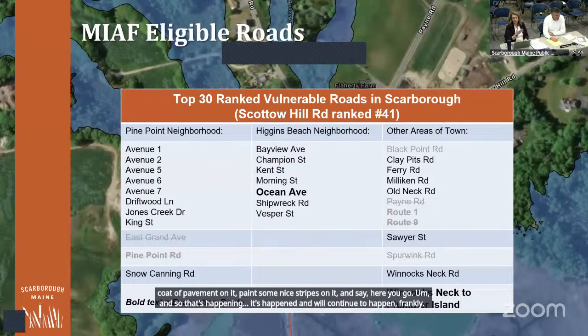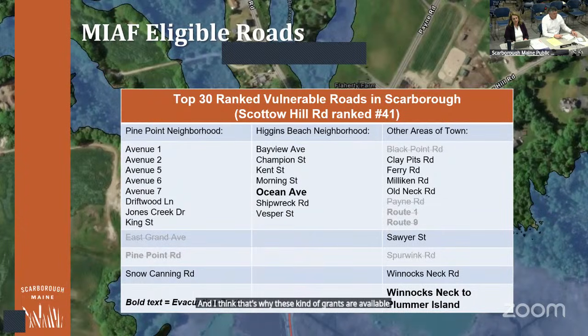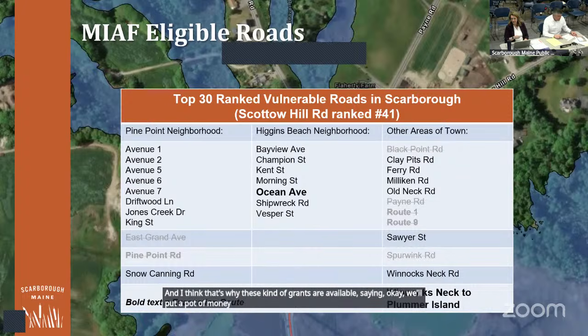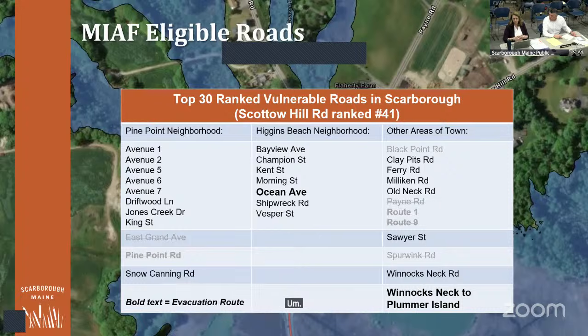And I think that's why these kind of grants are available, saying, okay, we'll put a pot of money and the municipalities can figure out these local roads. And municipalities are proactively seeking this out and trying to get these fixed. Okay. Thank you. Anderson has a question.